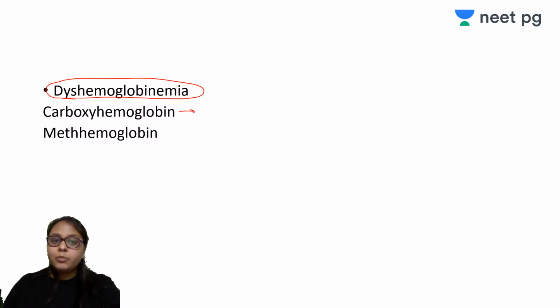dyshemoglobinemias. ठीक है, this is very important कि pulse oximetry इनमें कैसे false value देता है. See, कार्बोक्सी हीमोग्लोबिन, एक तो इसका मतलब हाउ मच कार्बन मोनोऑक्साइड इज बाउंड टू हीमोग्लोबिन. अब हमें पता है कि द एफिनिटी फॉर कार्बन मोनोऑक्साइड इज 20 times more for hemoglobin than as compared to the oxygen affinity for hemoglobin, है ना.